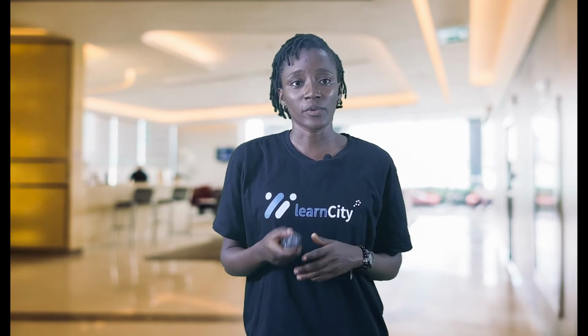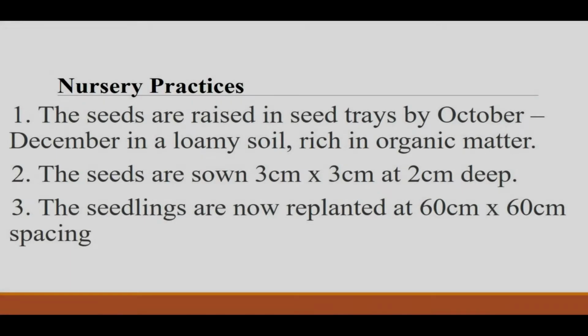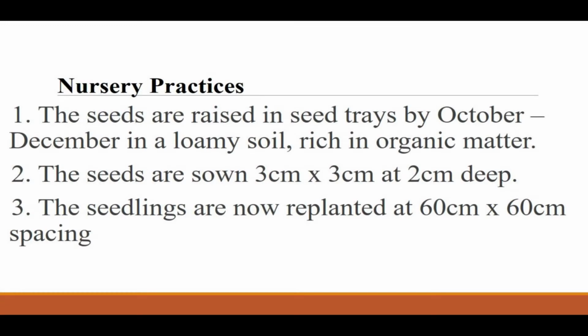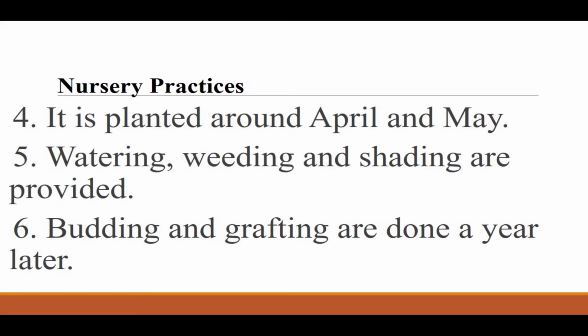What are the nursery practices? The seeds are raised in seed trays by October to December in a loamy soil rich in organic matter. The seeds are sown 3 cm by 3 cm at 2 cm deep. The seedlings are now replanted at 60 cm by 60 cm spacing. It is planted around April and May.